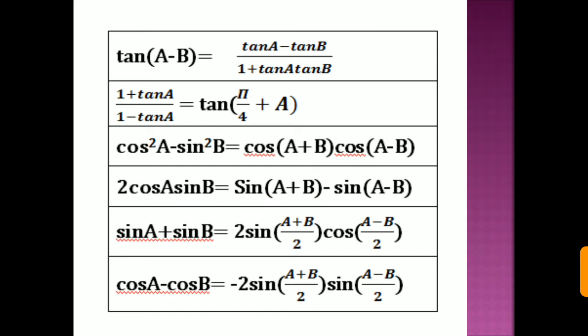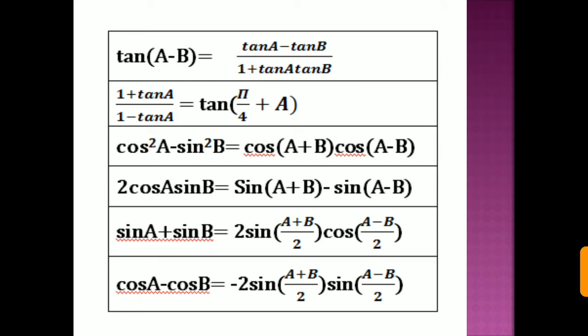Next, tan (a minus b) will become (tan a minus tan b) upon (1 plus tan a tan b). (1 plus tan a) upon (1 minus tan a) will become tan (pi by 4 plus a). Cos square a minus sin square b is equal to cos (a plus b) into cos (a minus b). 2 cos a sin b is equal to sin (a plus b) minus sin (a minus b).